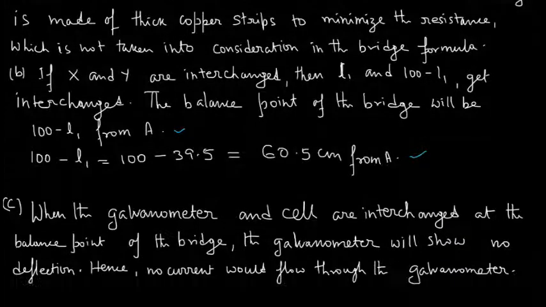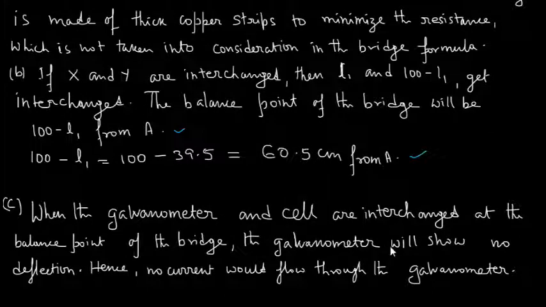When the galvanometer and the cell are interchanged at the balance point of the bridge, the galvanometer will show no deflection, hence no current would flow through the galvanometer.